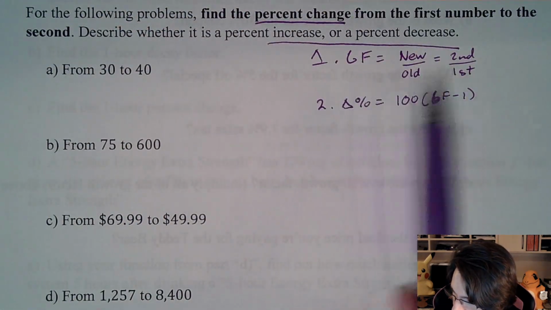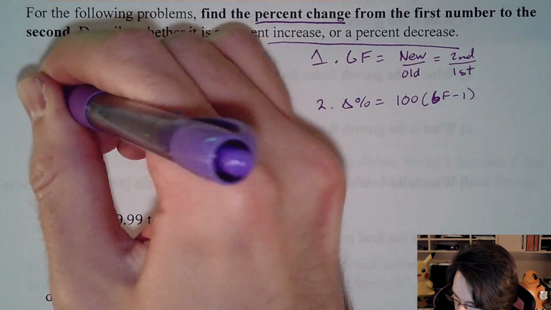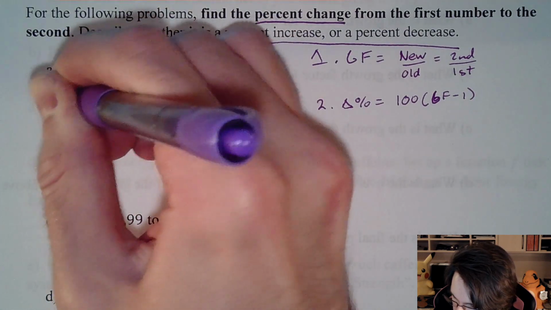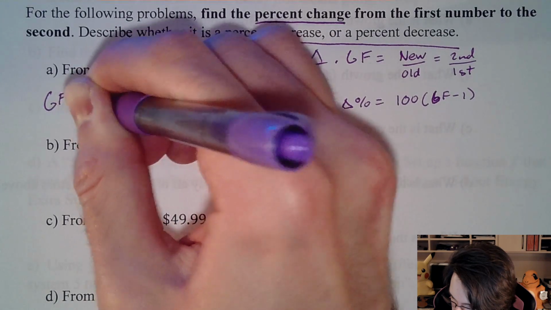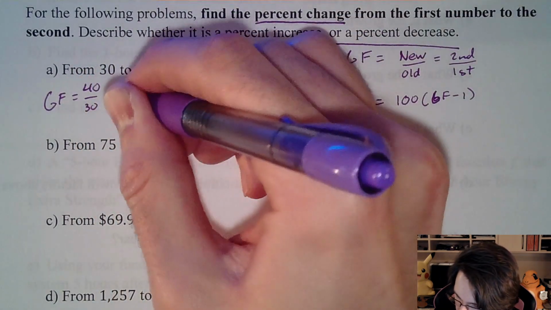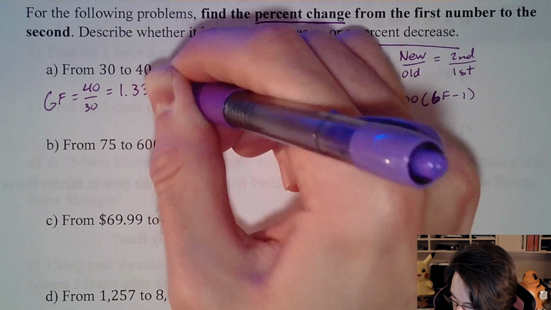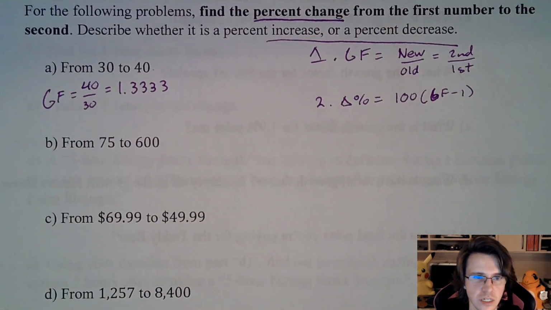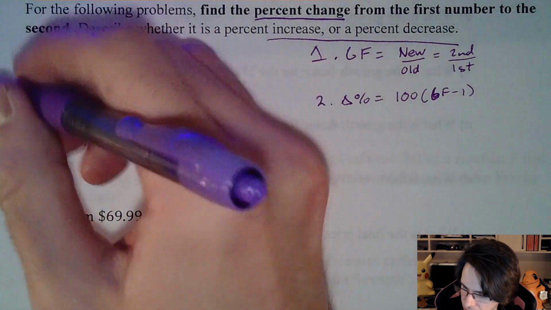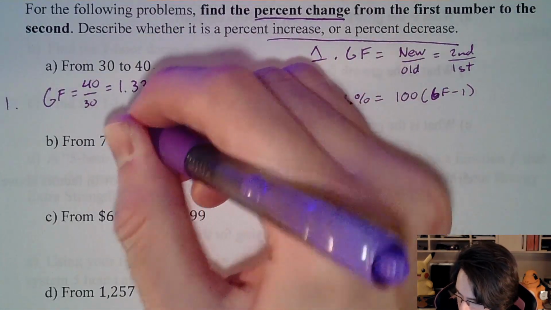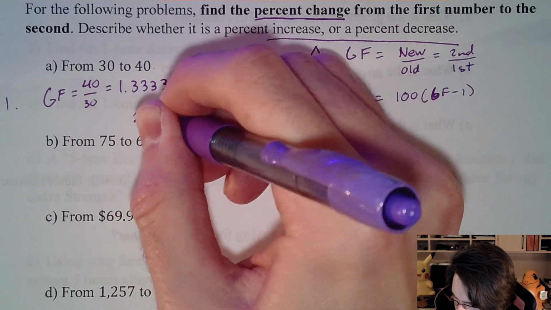Here we go. Growth factor, new divided by old. So our growth factor is going to be equal to the new number, 40, divided by the old number, 30. And if you plug it into a calculator, you get 1.3333. I go to 4 decimal places for these questions. After you have done that first step of finding the growth factor, our second step, kind of running out of room, so I'm going to go second step here.